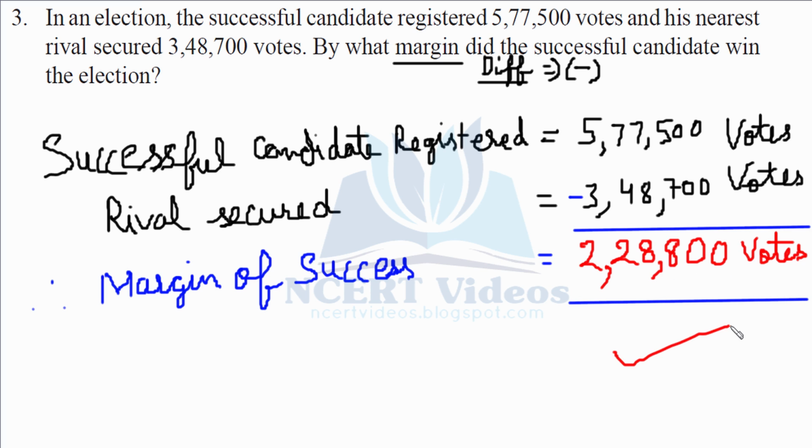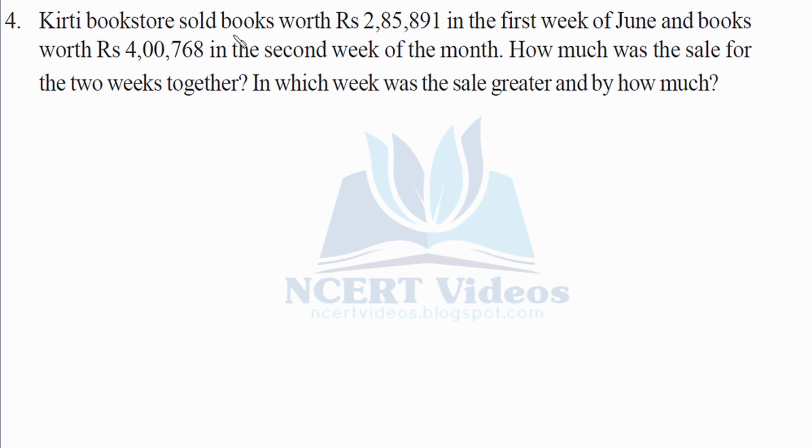That's the difference. Kirti bookstore sold books worth this many rupees in the first week of June and that much in the second week of June. How much was the sale for 2 weeks together? That is an addition problem. And in which week was the sale greater? Obviously, the second week was greater because it is 4 lakhs. The other one is 2. So we have to subtract. So we have to perform 2 calculations simultaneously. So first we will perform addition because first we are asked to find the 2 weeks together.